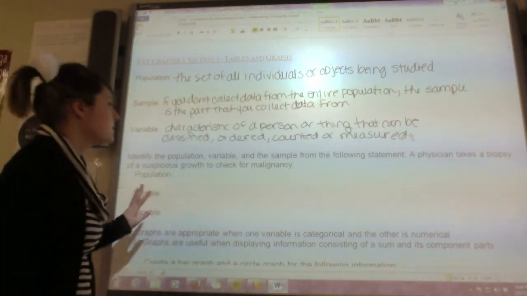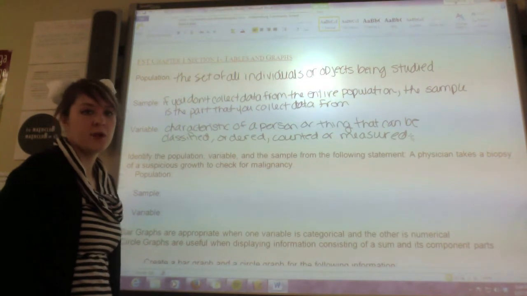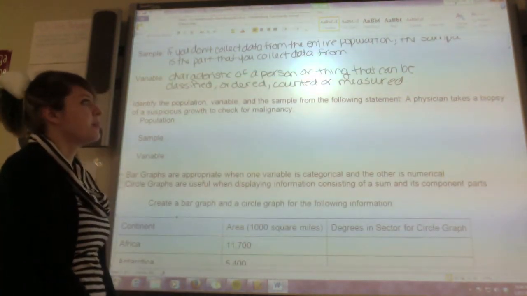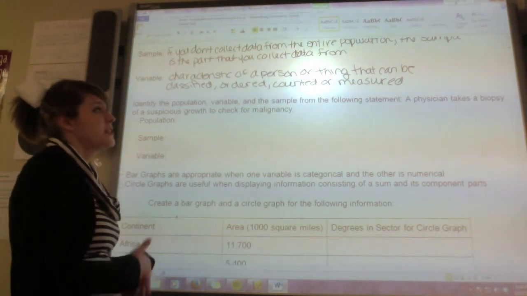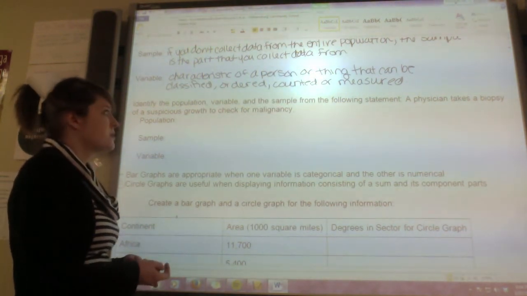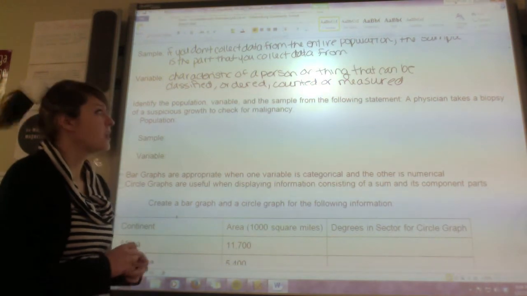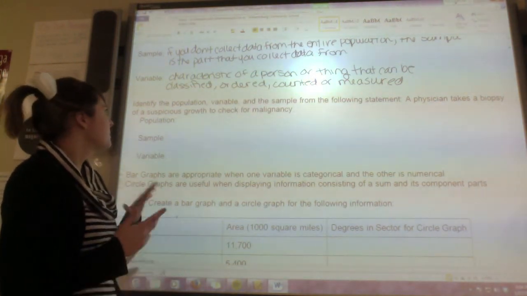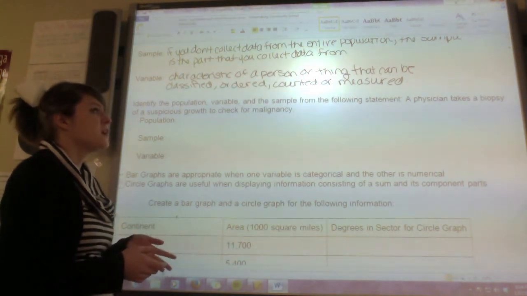Okay, so using those definitions of our vocabulary words, what we're going to do is just identify the population, variable, and sample from the following statement. A physician takes a biopsy of a suspicious growth to check for malignancy.